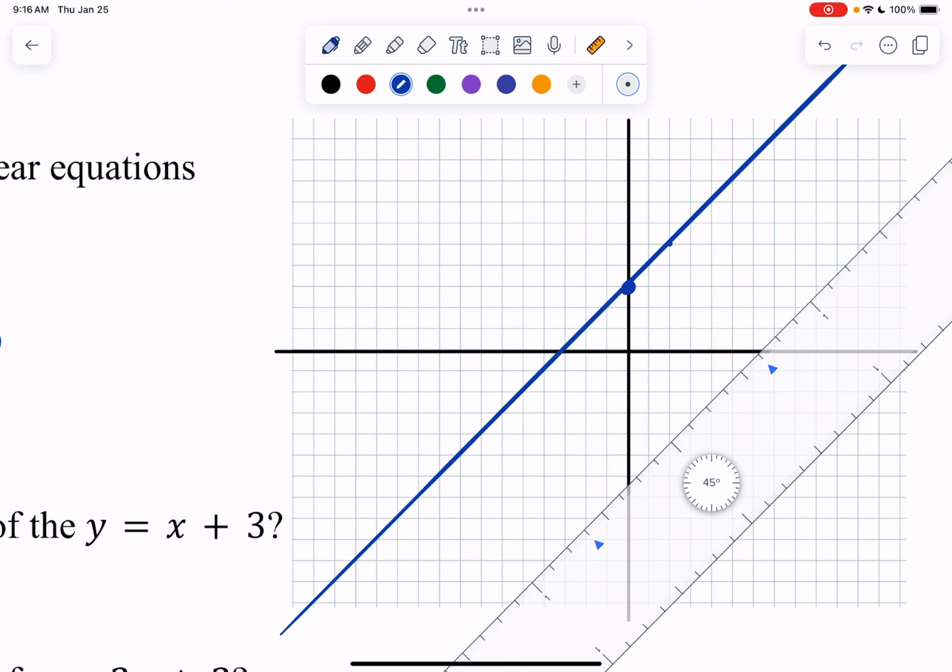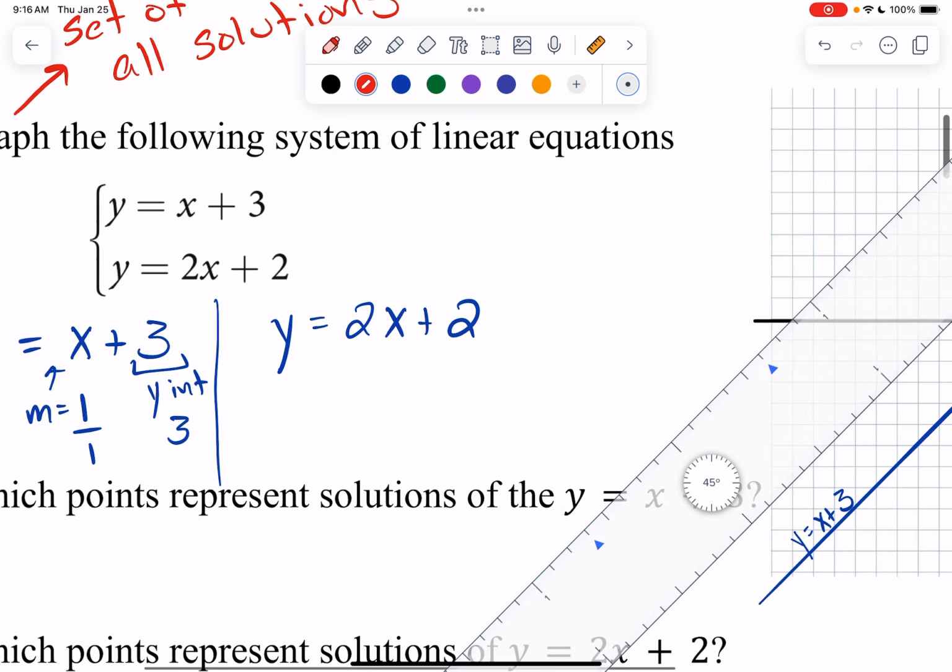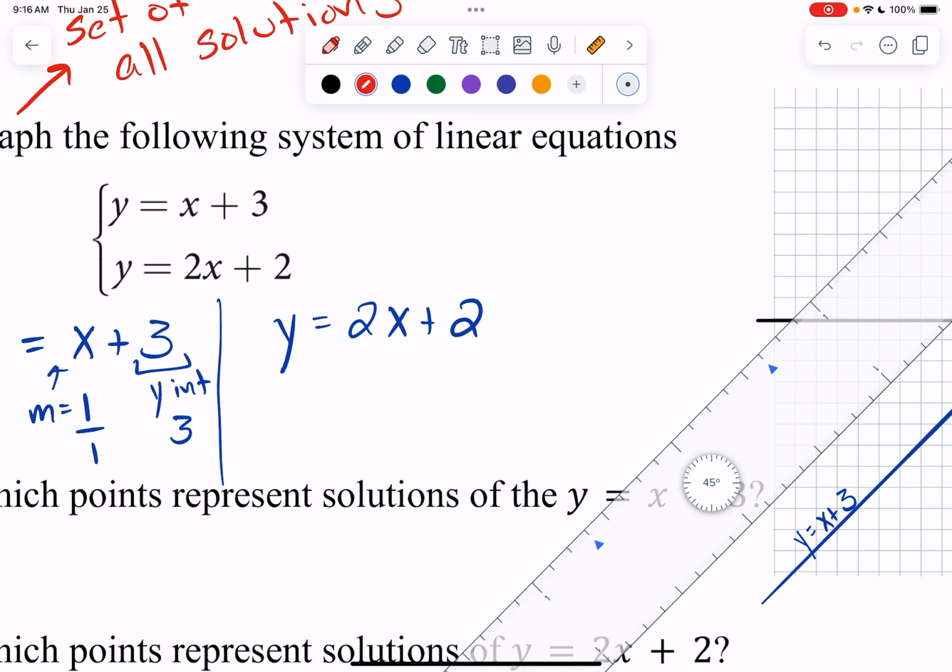So there's my first graph. That's the equation of y equals x plus 3. I'm going to label it. Okay. Next graph. So we have y equals 2x plus 2.